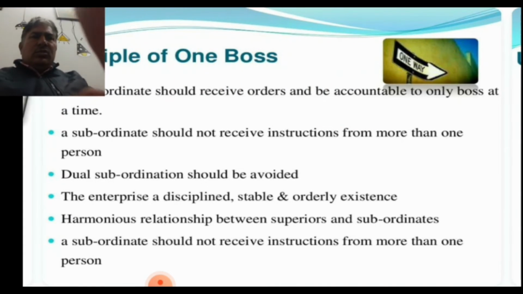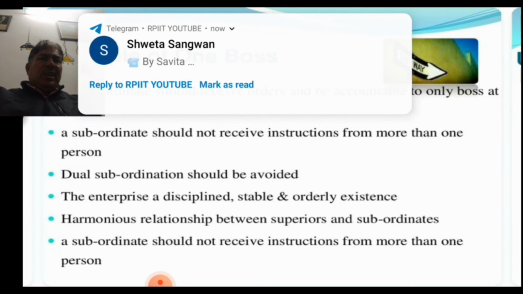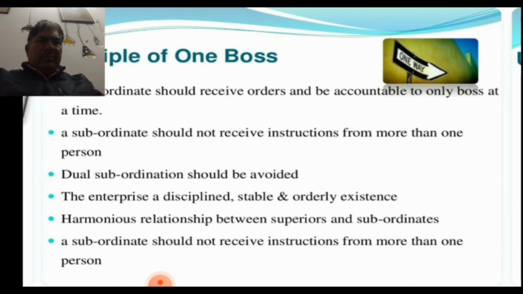A subordinate should receive orders and be accountable to only one boss at a time. A subordinate should not receive instruction from more than one person. Dual subordination should be avoided. It gives the enterprise a disciplined, stable and orderly existence, and a harmonious relationship between superior and subordinate.